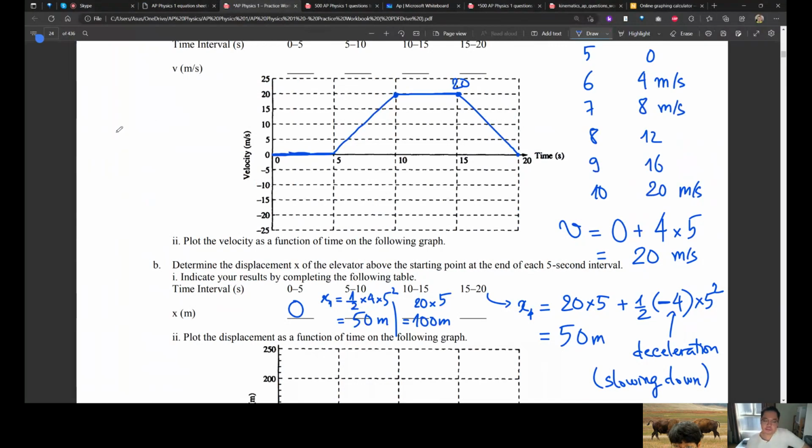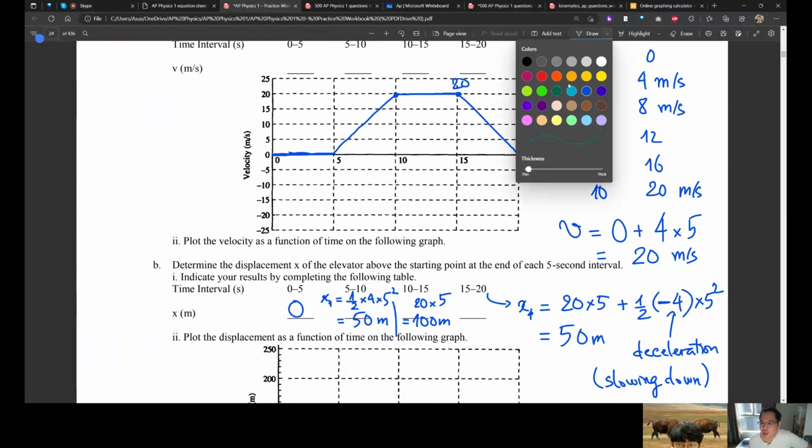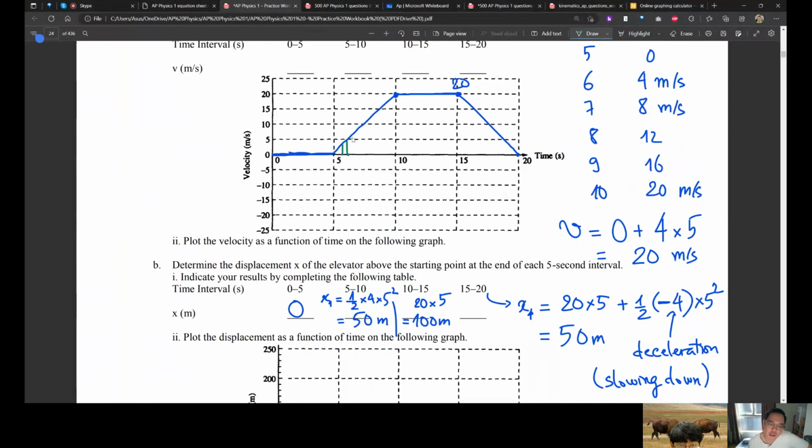There's another way that you can do it a little bit faster. You see that the area under this triangle is the distance that the object moved during the first part. It will be exactly the same as the area of this triangle, that the object moves in the fourth part. The areas are the same, so 50 meters here and 50 meters here.